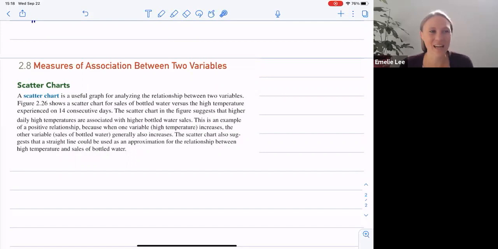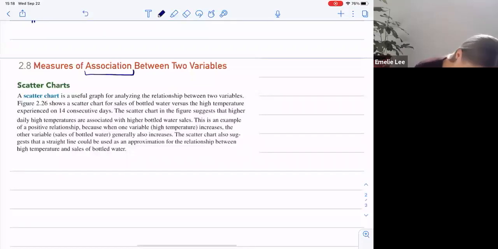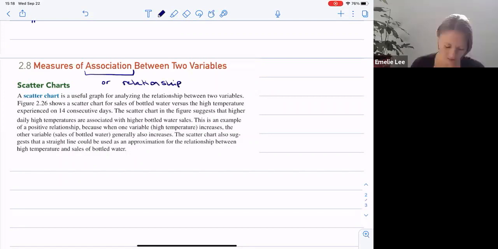Anyways, so we've talked about just one variable, one numerical variable, one categorical variable. Now we want to talk about the relationship or the association between two variables. The association or relationship is usually what I call it.